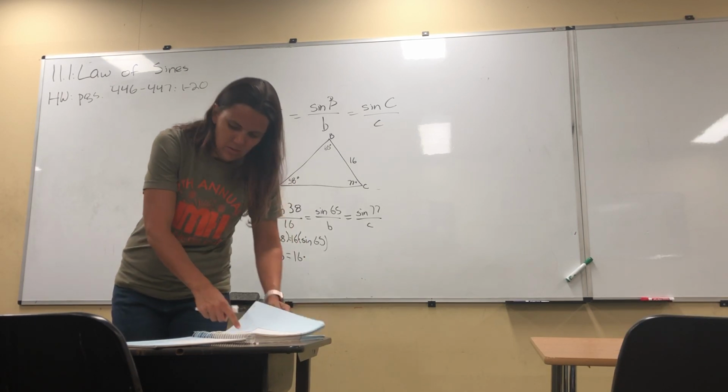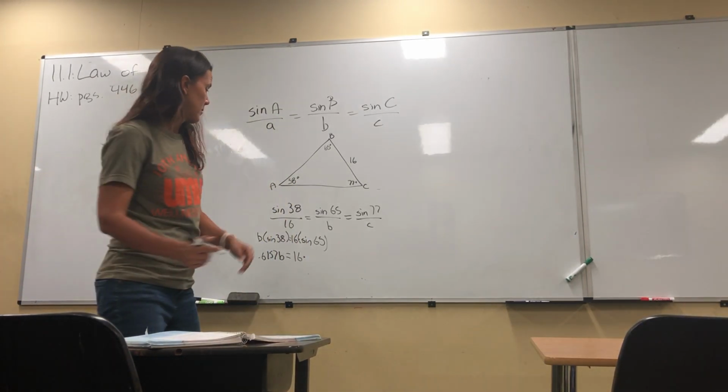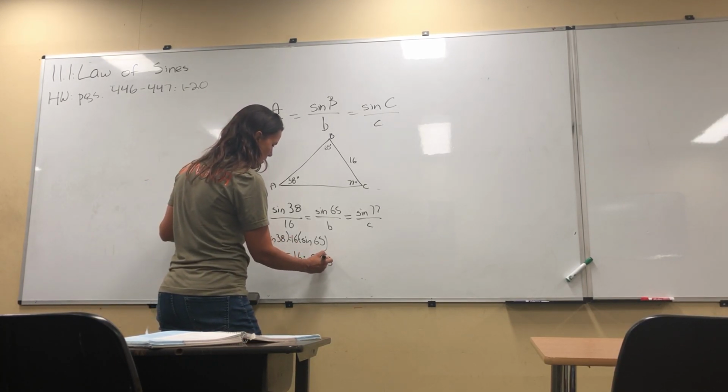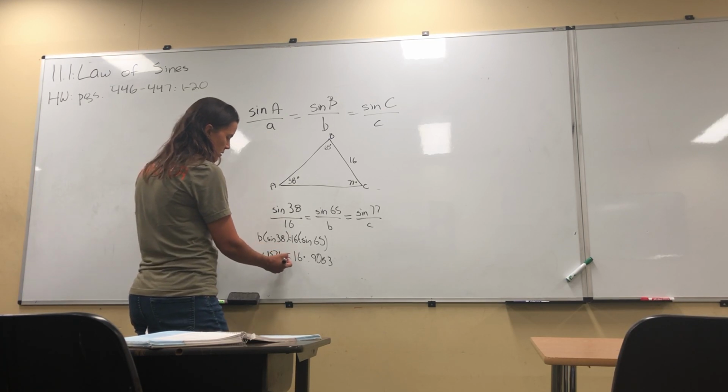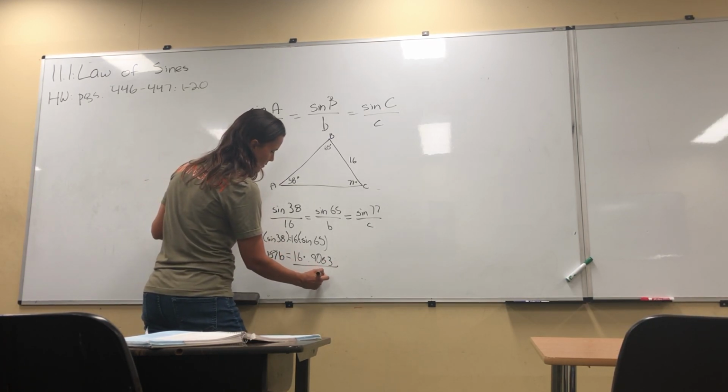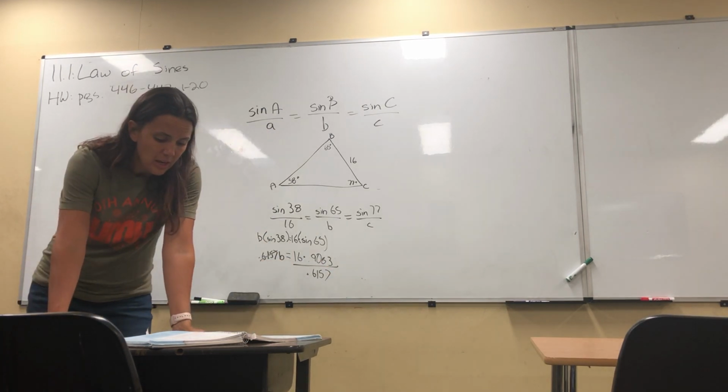Point 9063. Okay, so how do we solve this? We cross this out over here. We divide by 0.6157. Now, you have a calculator.